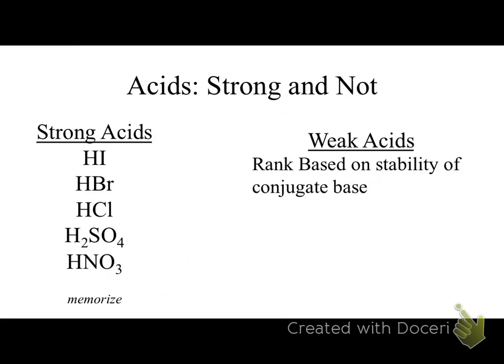I'm going to condense it a little bit because I think they asked you to memorize 7. There's 6. I can only remember 6, so that's what we stuck with. We're looking at HI, HBr, HCl, H2SO4, HNO3, also known as hydroiodic, hydrobromic, hydrochloric, sulfuric acid, nitric acid. So those are nice, strong acids.